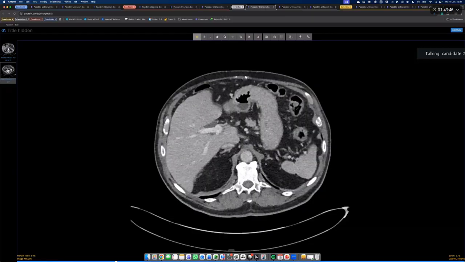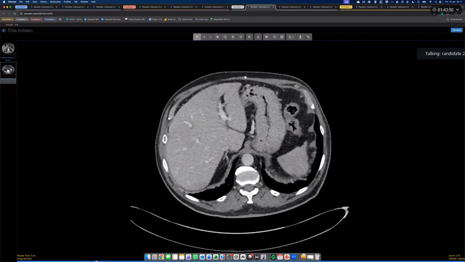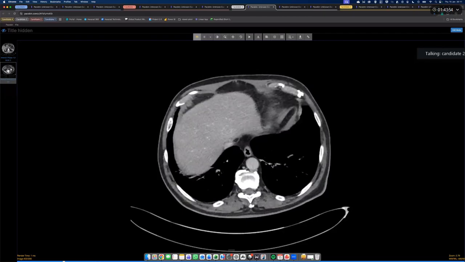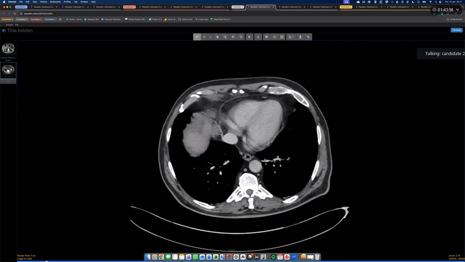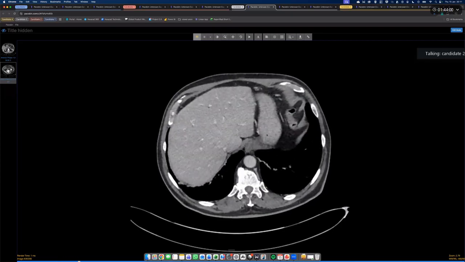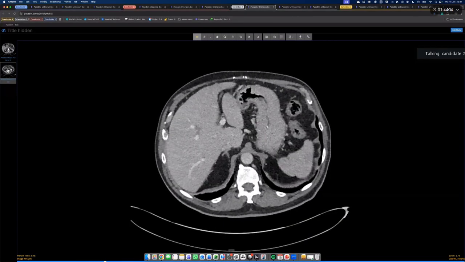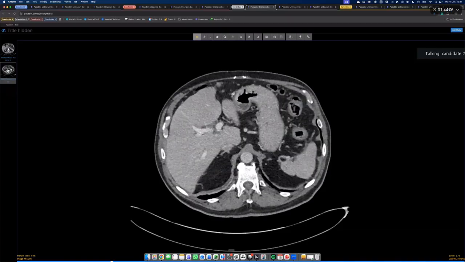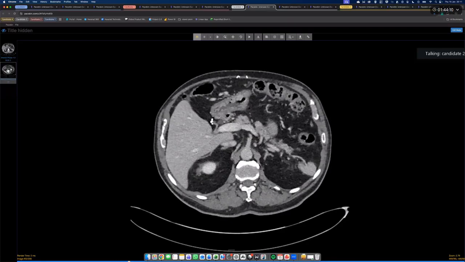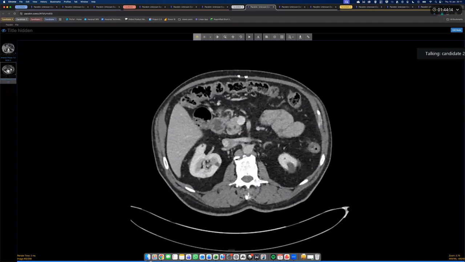For the rest of the liver parenchyma, I would like to look for any hepatic parenchymal lesions, which I cannot clearly appreciate. Now I focus on the regions of the gastrohepatic recess and celiac axis to rule out presence of any lymphadenopathy, which I cannot clearly appreciate.